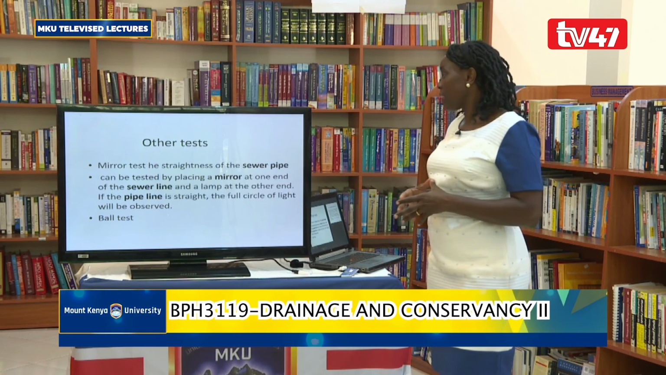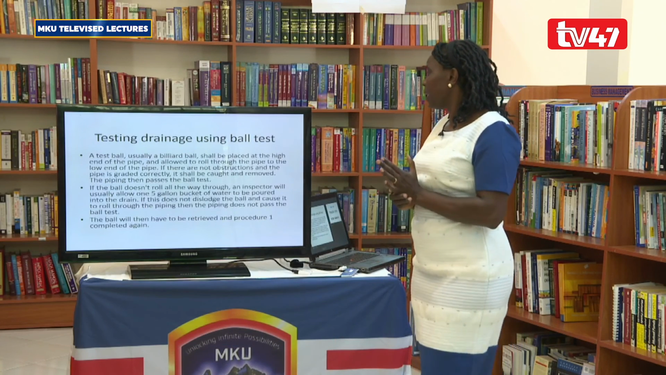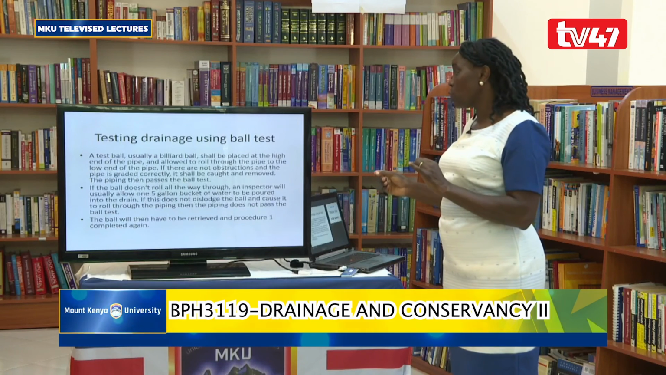Then you also have another test, which we call the ball test. For this test, you usually use a billiard ball, which is placed on the high end of the pipe and allowed to roll through the pipe to the low end. If there are issues with the construction, or we do not have straightness, or there is something that can cause blockage of the pipe, then the ball will not be able to roll down to the other end.